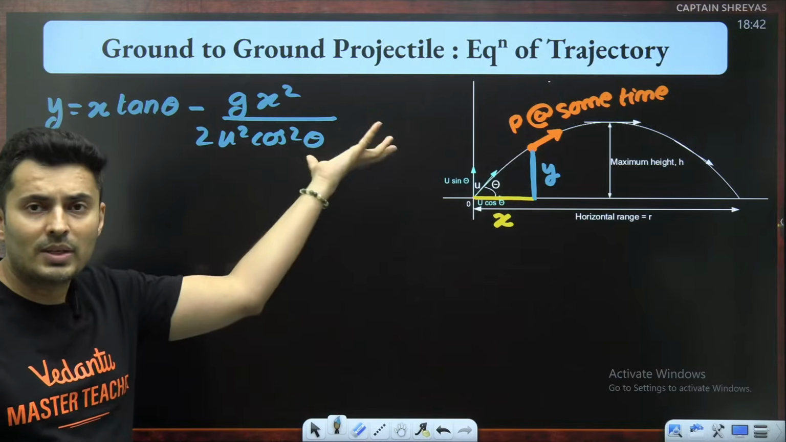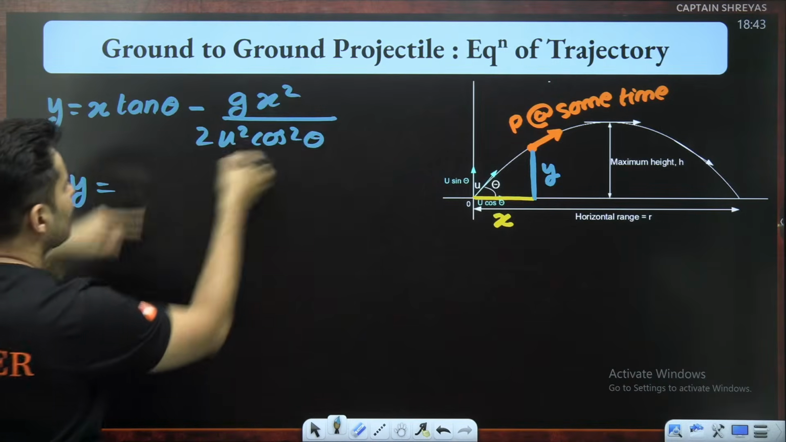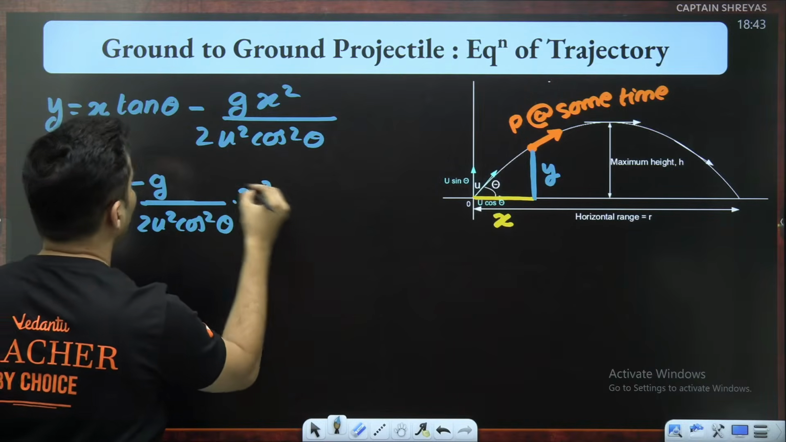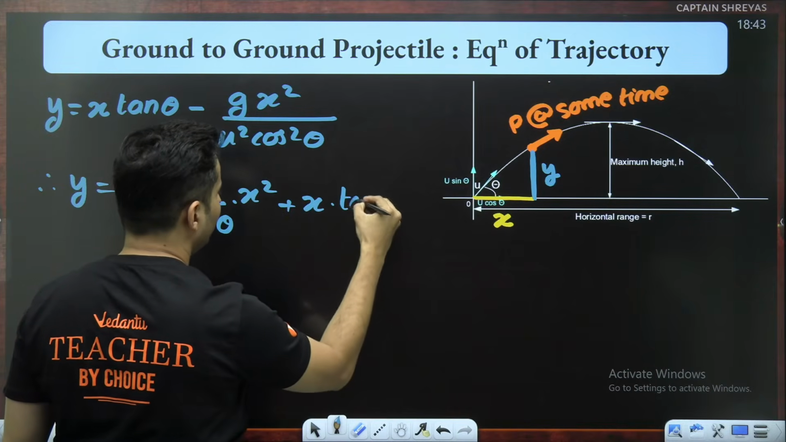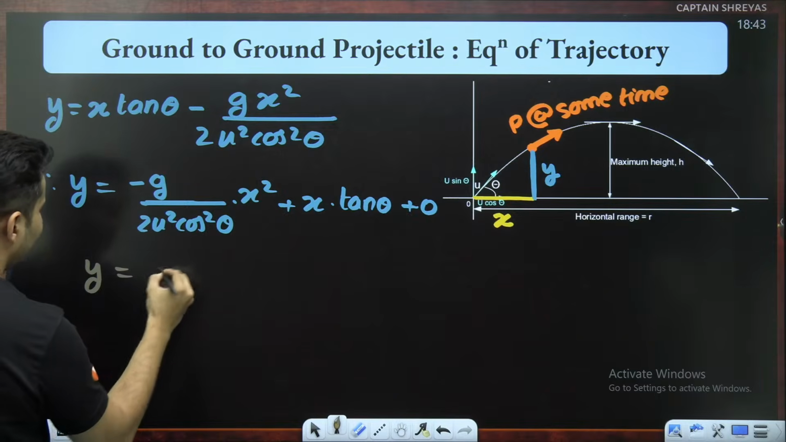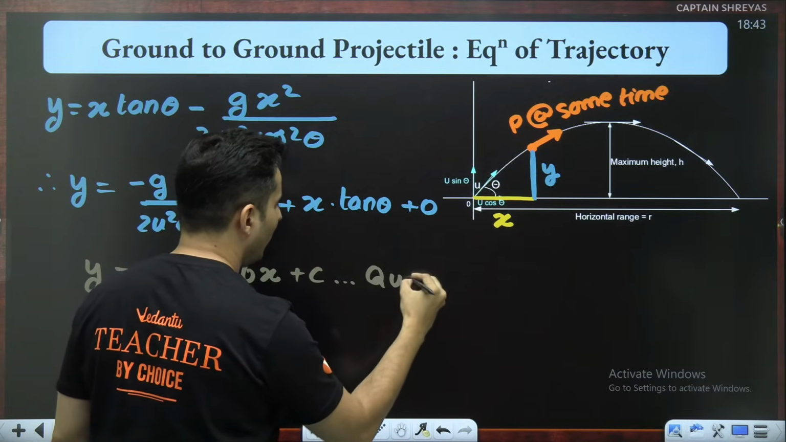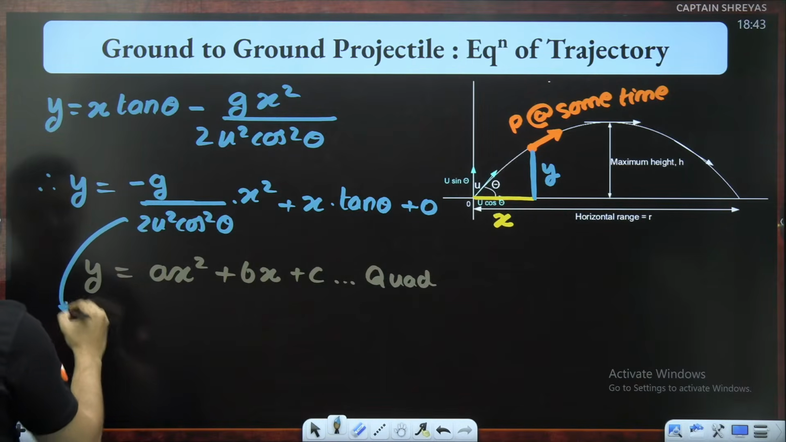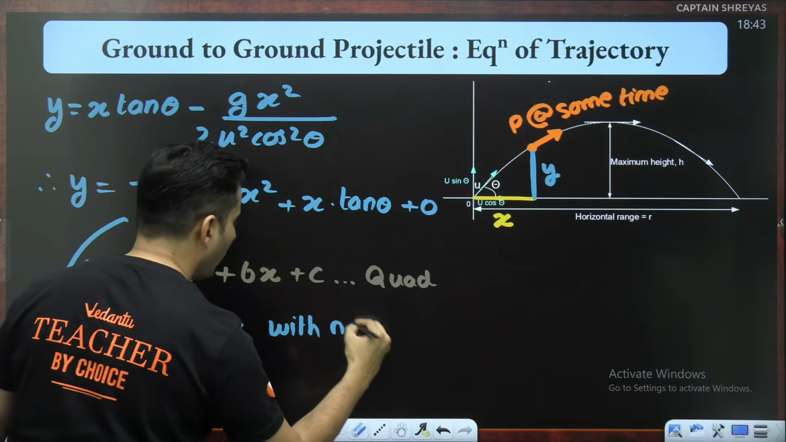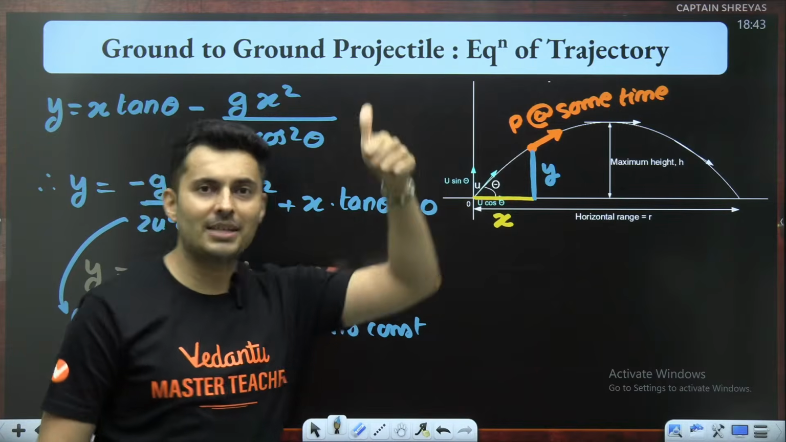But there are some interesting things which you will see from this equation. To see those, I'll manipulate this equation a little bit. I'll write it down like this. I'll write this first: minus g by 2 u square cos square theta, into x square. Then I will put x into tan theta, and then plus 0. Why did I do it like that? Because it is easily comparable to y is equal to a x square plus b x plus c. What is this? This is a quadratic equation. So even this is a quadratic equation in x with no constant term, which means the graph must pass through the origin. And it is passing through the origin, which is a big thumbs up.